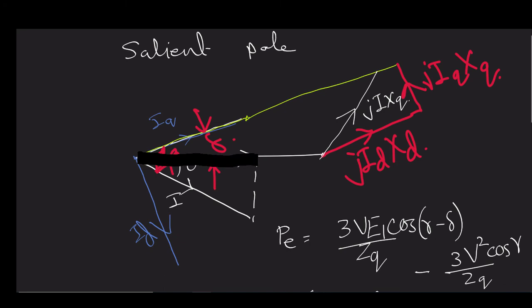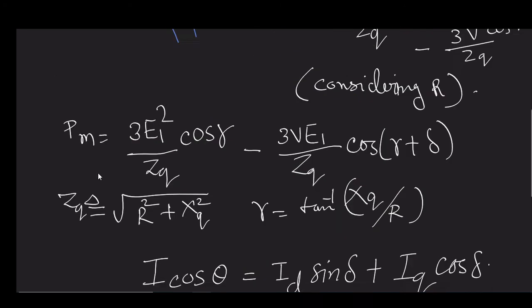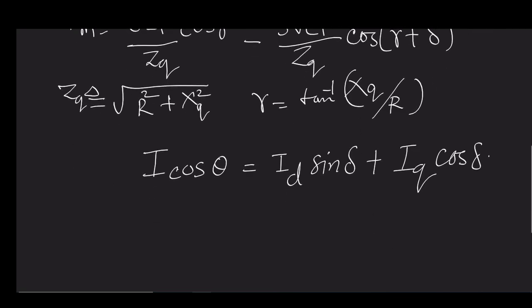Now see, isn't it like Iq cos delta plus, since this angle is 90 minus delta, this becomes Id cos of 90 minus delta, or Id sine delta. So if we add these two, we'll get this one. So here we can write this.